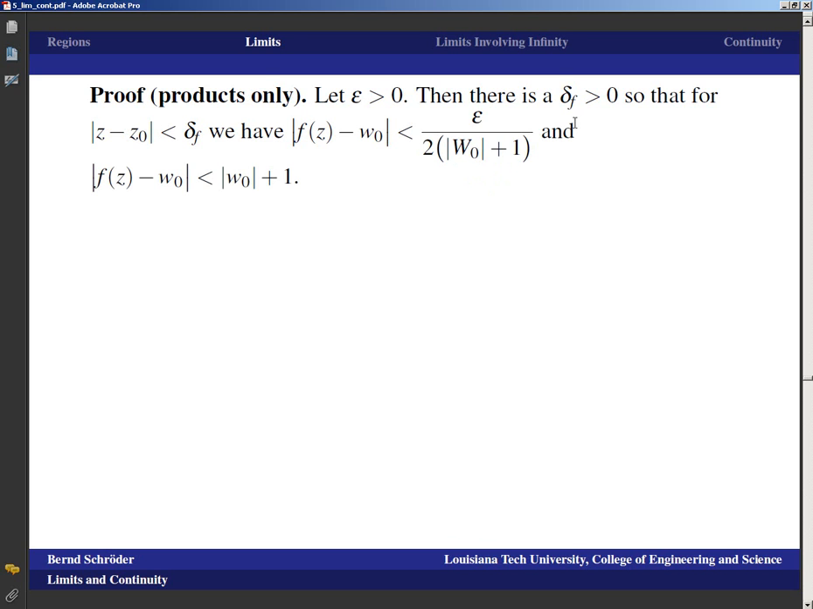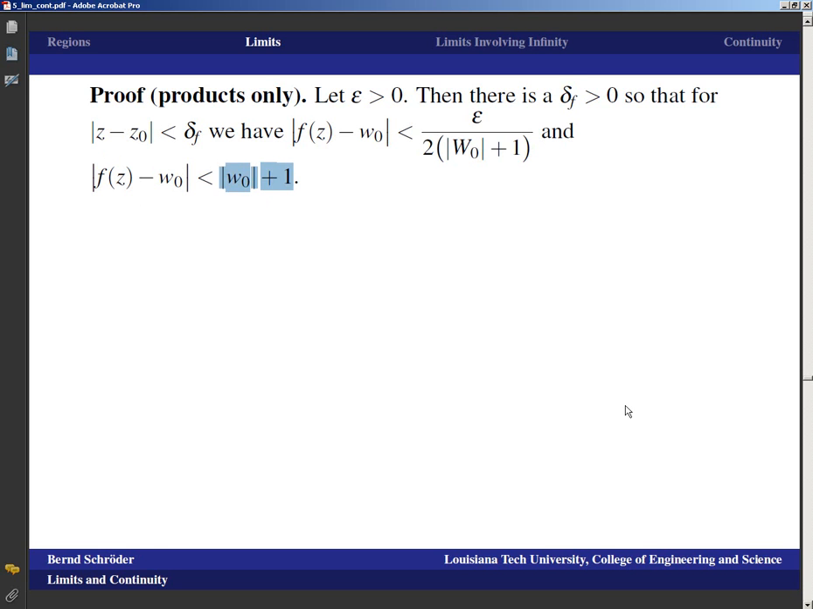Okay, and we also have that for |z minus z0| smaller than delta f, we have that |f of z minus w0| is smaller than |W0| plus 1. That's another simple estimate with the triangular inequality, because, well, ultimately, it's not even the triangular inequality. We just use another epsilon double prime, which is |W0| plus 1, and we can make sure that this thing is smaller than this epsilon here also.